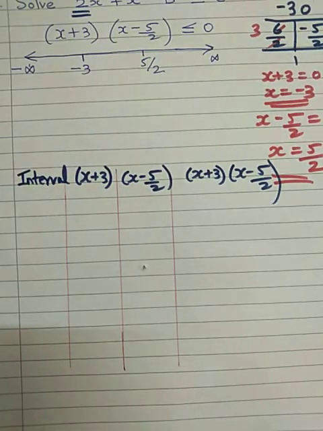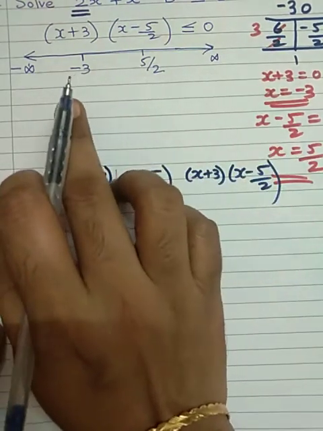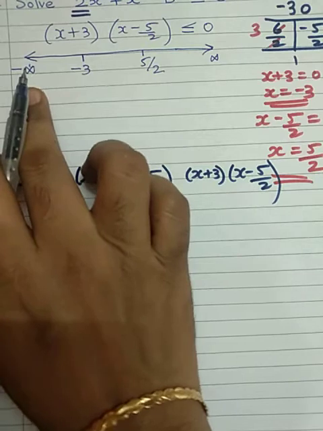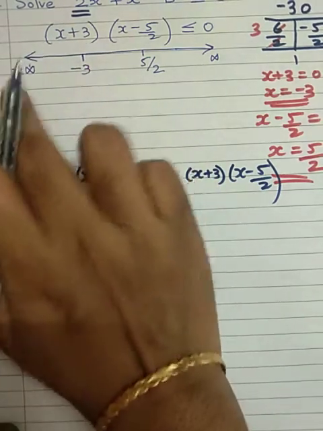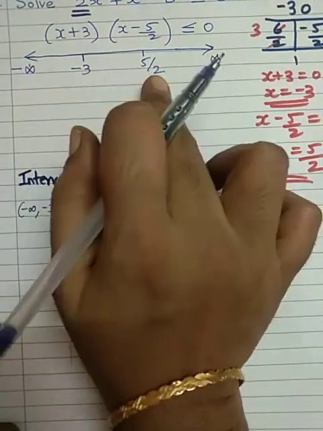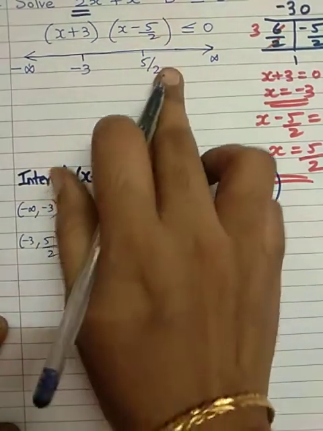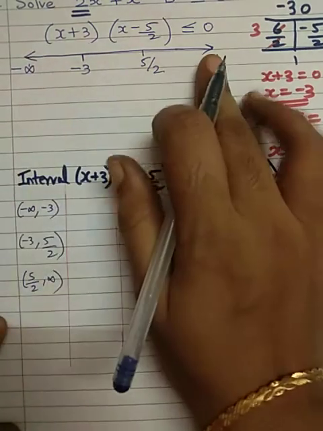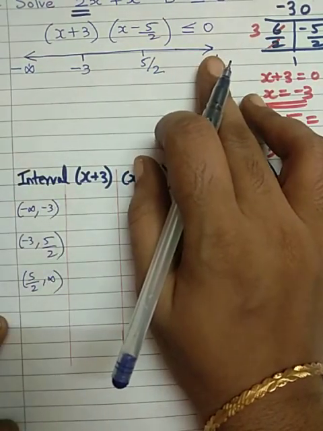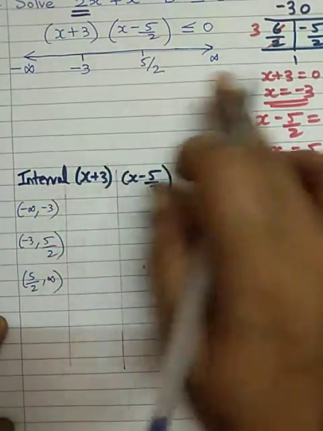Now first let me teach you how to write intervals. We have this number line, which clearly tells you there are 3 intervals. The first interval is (−∞, −3). The next interval is (−3, 5/2). And the last interval is (5/2, ∞). That's why we are drawing this number line, so it will be easy for us to write the intervals: (−∞, −3), (−3, 5/2), (5/2, ∞).